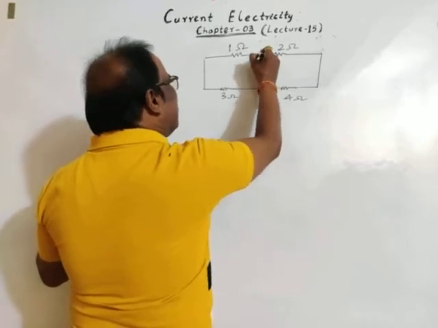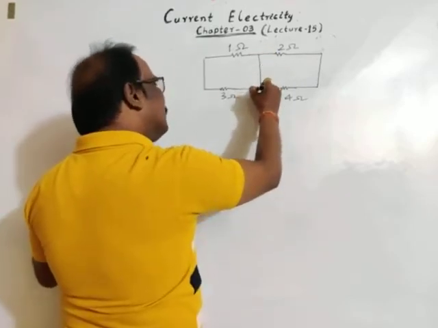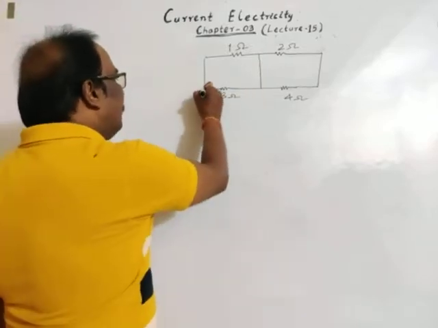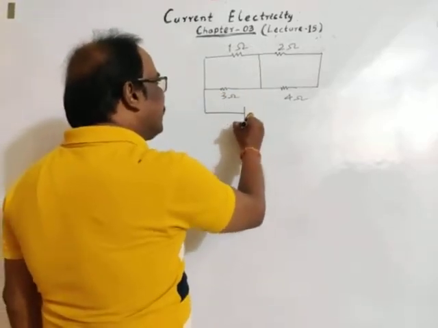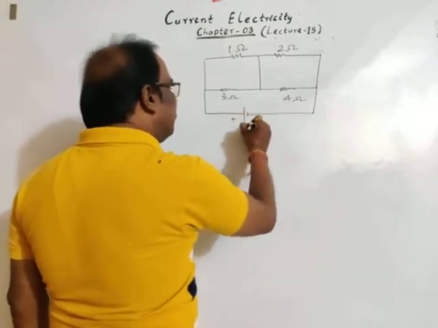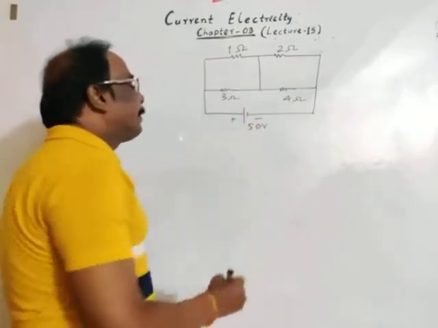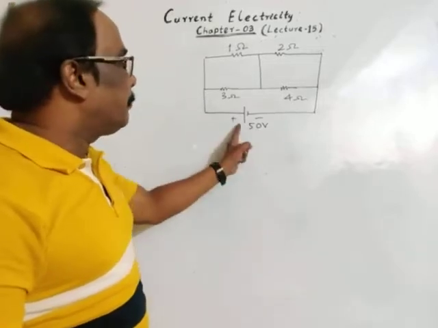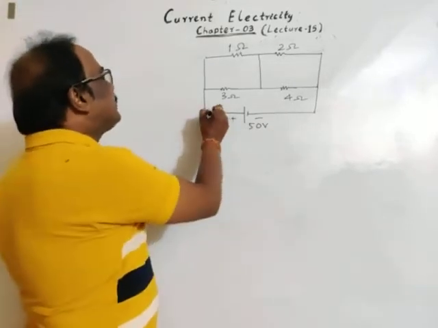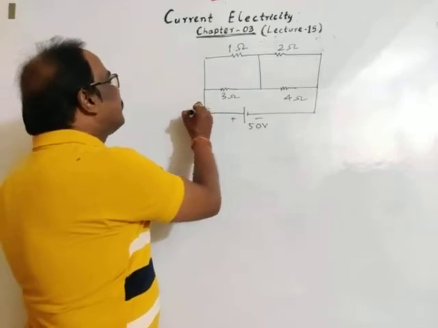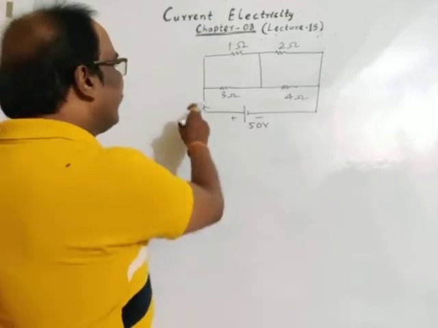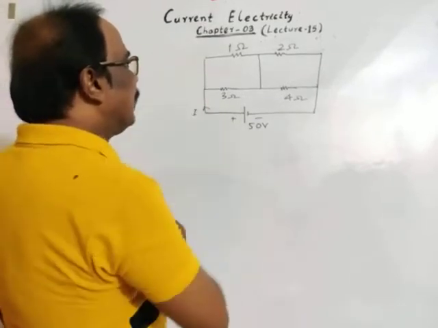Okay. This is a conducting path, means connecting wire of no resistance. Now, it's connected between the terminals of a cell, positive, negative. Let the potential difference between the terminals be 50 volt. So it is seen that along this branch, let current be I. Along this branch, let current be I.